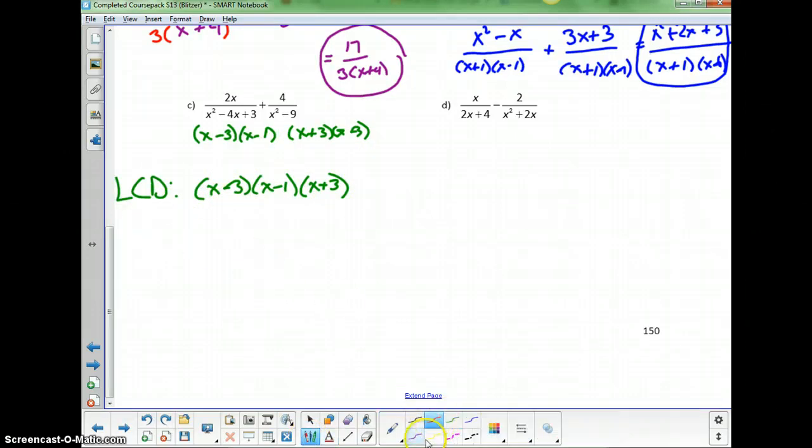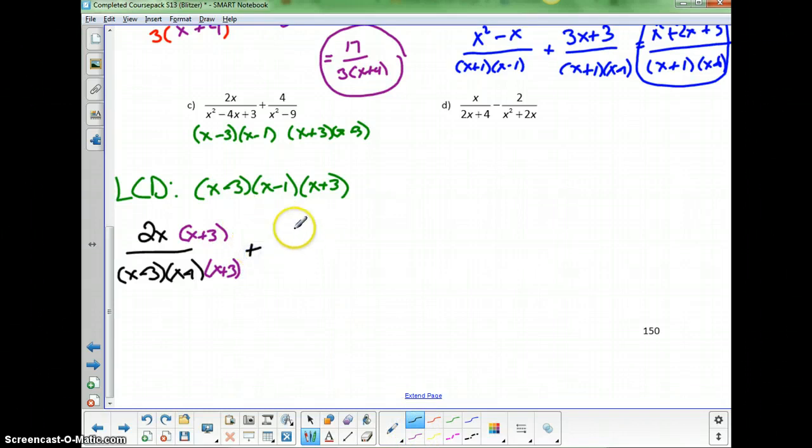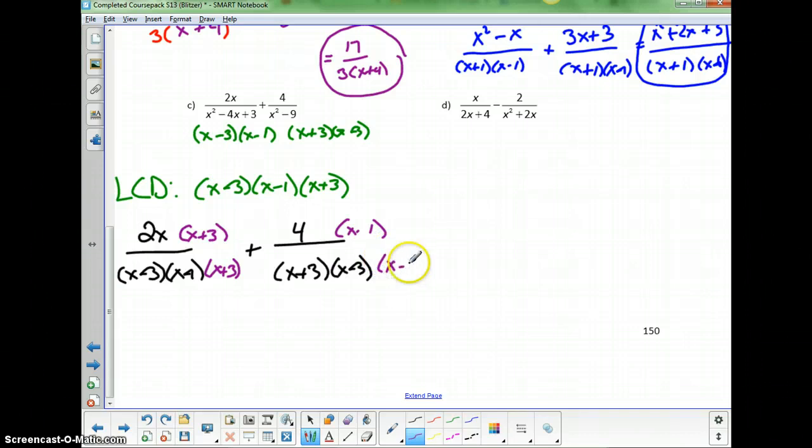Alright, so the first fraction really is 2x over x minus 3, x minus 1. That fraction needs an x plus 3 on top and bottom to make the denominators the same. The next fraction really is a 4 over x plus 3, x minus 3. And that fraction needs an x minus 1 on top and bottom to have the common denominator.